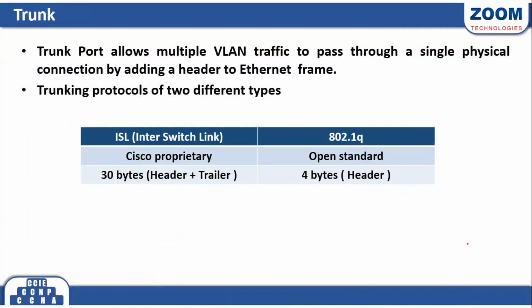Trunking protocols are of two different types. ISL, Inter-Switch Link, is a Cisco proprietary protocol with a 30 bytes header size. 802.1q is an open standard, 4 bytes.